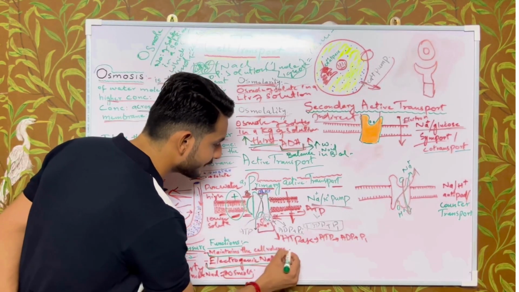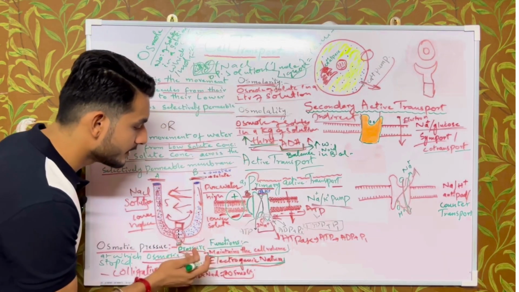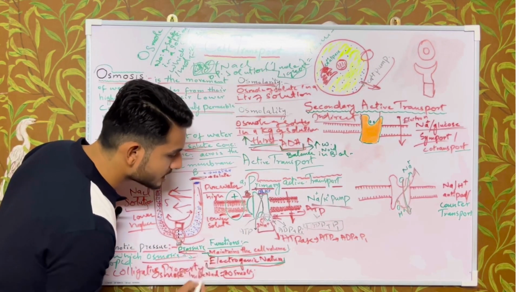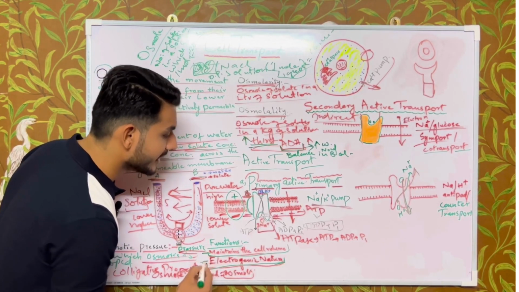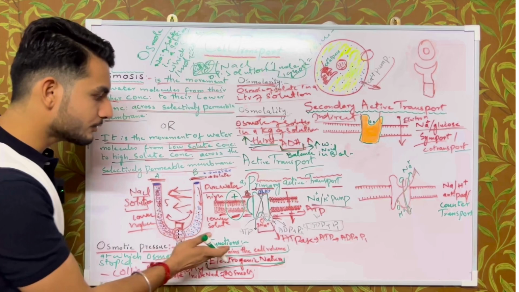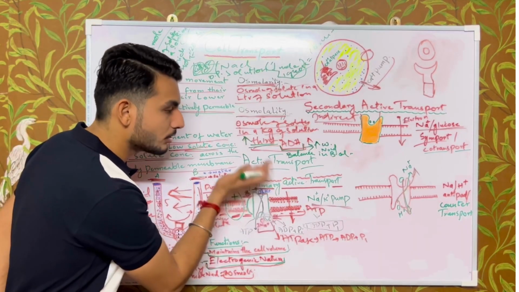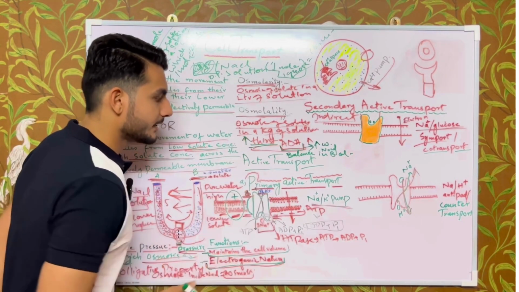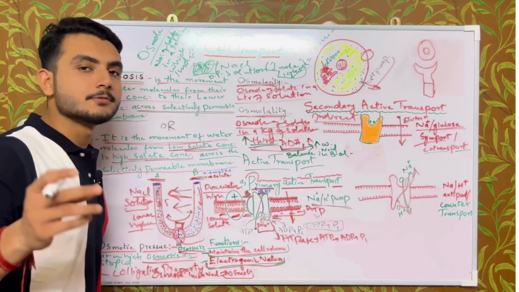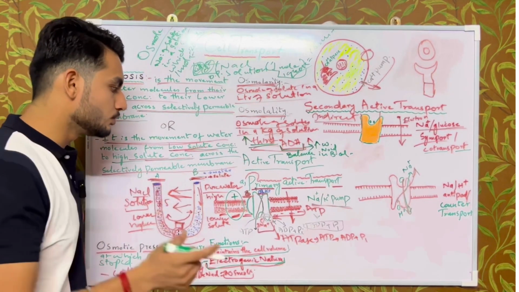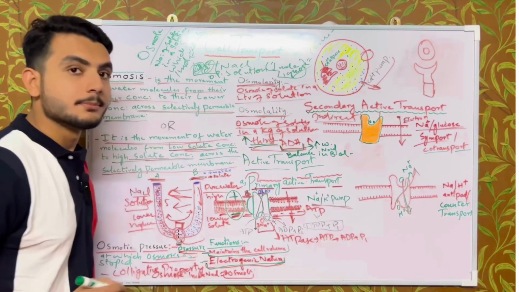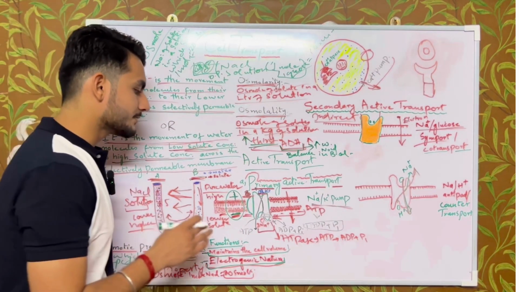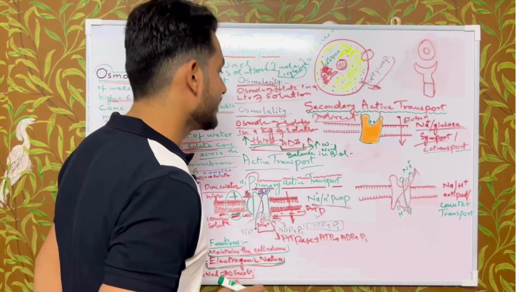So these are the 2 functions of sodium potassium ATPase: one is the maintenance of cell volume, whereas the other is its electrogenic nature. It is electrogenic because 3 sodiums are thrown out and 2 potassiums are brought in. There is a loss of 1 net charge, due to which the inner side of the membrane becomes more negative, whereas the outer side becomes more positive. That's why it is electrogenic in nature.